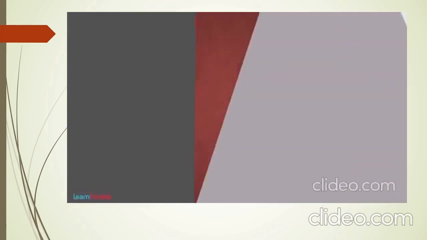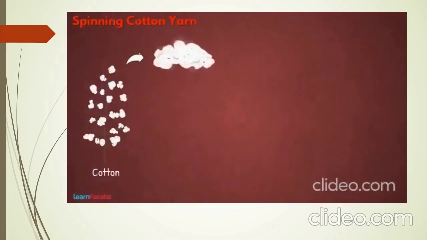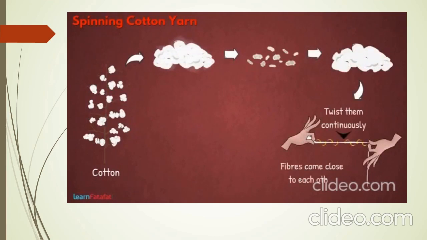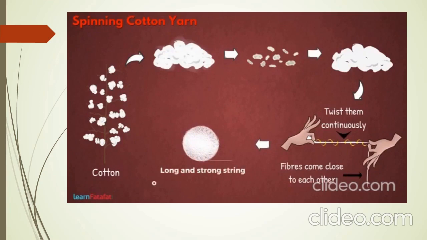Here is a method. Take some cotton and remove seeds from it. With one hand, pull some fibers from the cotton and twist them continuously. By doing so, fibers come close to each other. They hold each other tightly and we get a long string. The long and strong string obtained by twisting fibers together is cotton yarn.